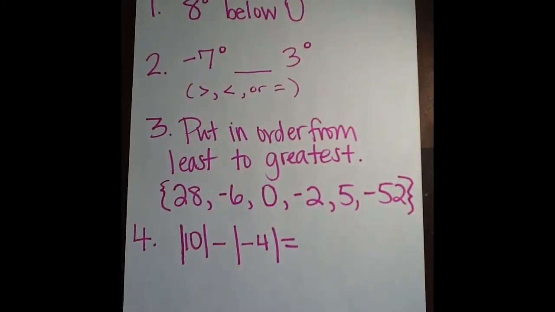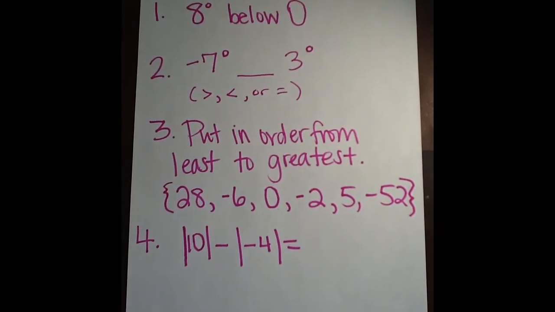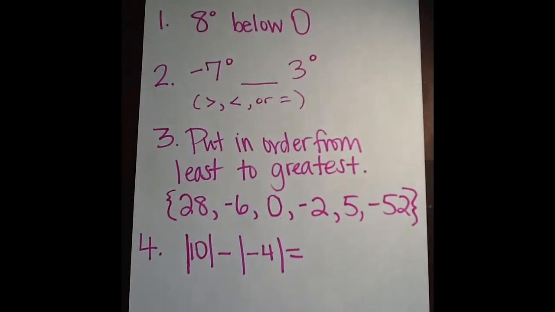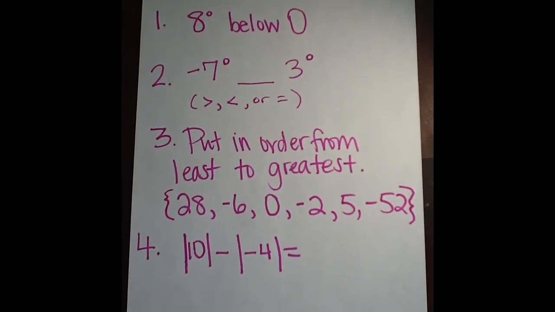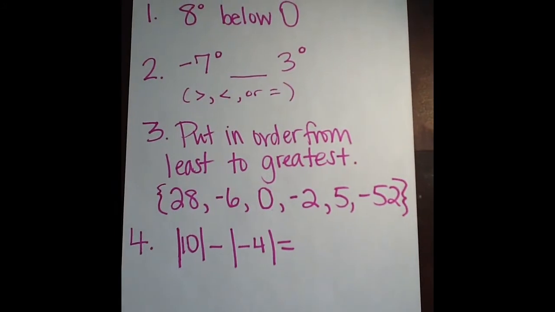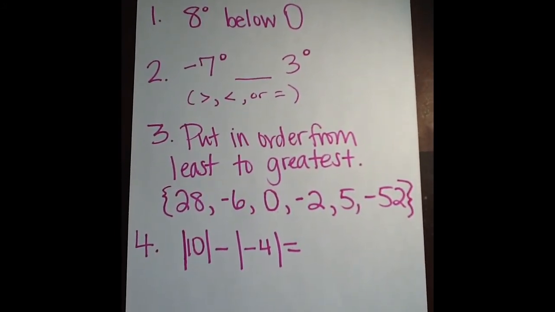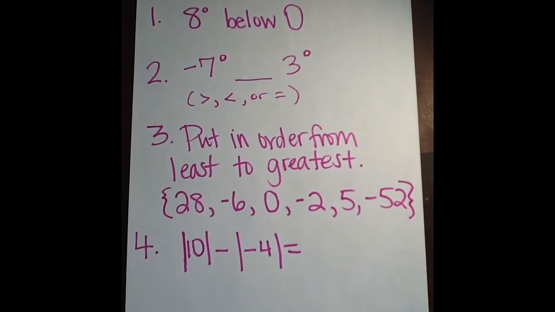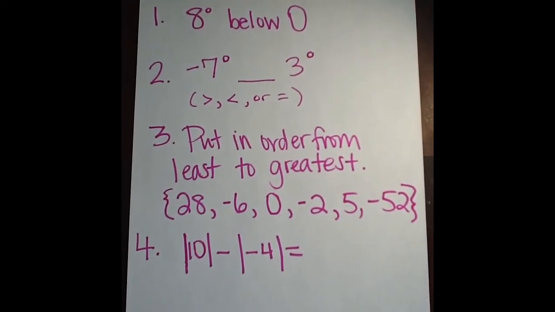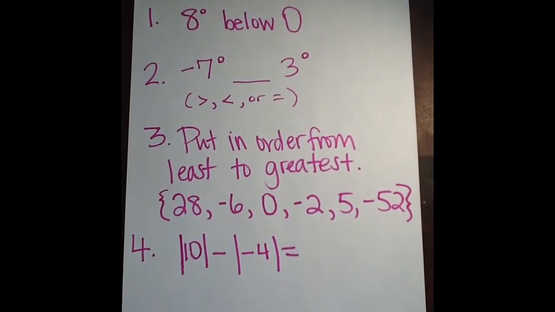Number 2, it says negative 7 blank 3. You need to tell me if negative 7 is greater than 3, if it's less than 3, or if it's equal to 3. Number 3, put in order from least to greatest. So in those braces down there, you see 28, negative 6, 0, negative 2, 5, negative 52. You need to put those numbers in order from least to greatest.